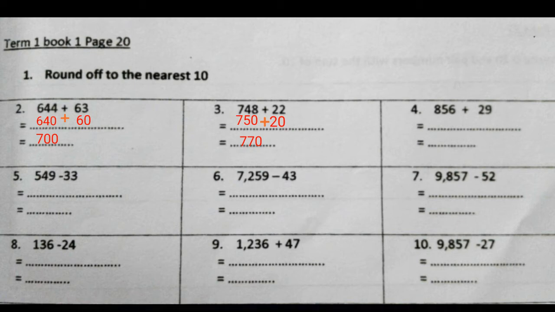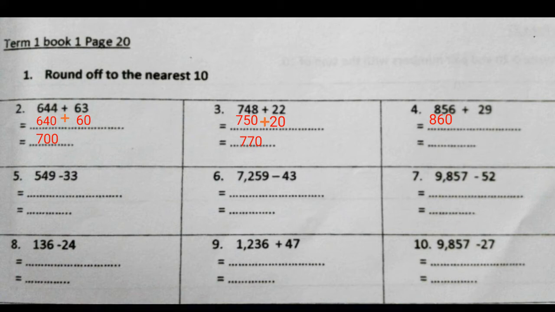Number 4. 856 plus 29. 5 is in tens place and 6 is in ones place. Since 6 is a rounding up number, we add 1 to 5. So 5 becomes 6 and 6 turns to 0. So it's gonna be 860.